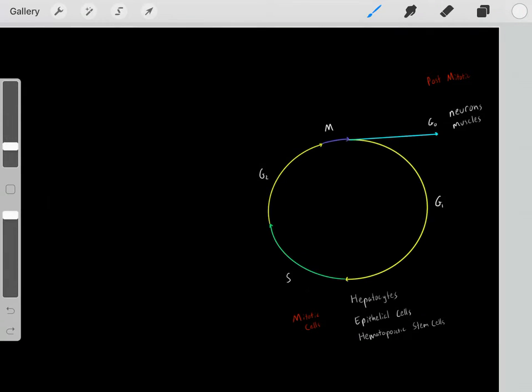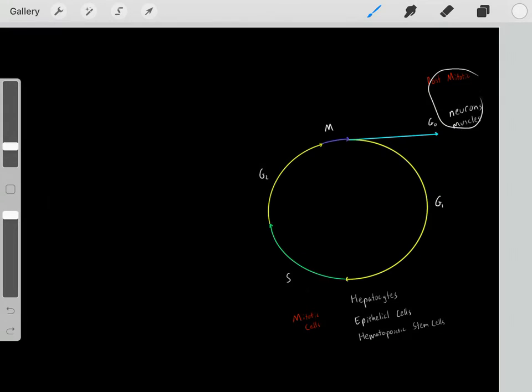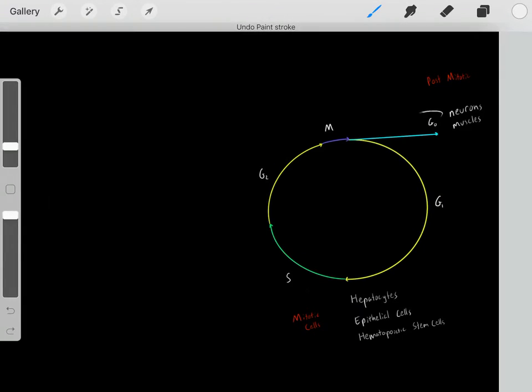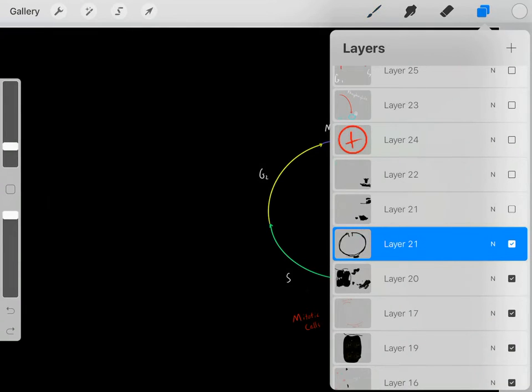But there are other cell types that are post-mitotic, like neurons and muscles. These post-mitotic cells are stuck in the G0 phase. They just enter this G0 phase and they just hang out in the G0 phase. They aren't constantly dividing and making new cells. They're just hanging out and surviving in this G0 phase. So this is true for neurons and muscles. So again, different cells have different parts of the cell cycle that they're in.